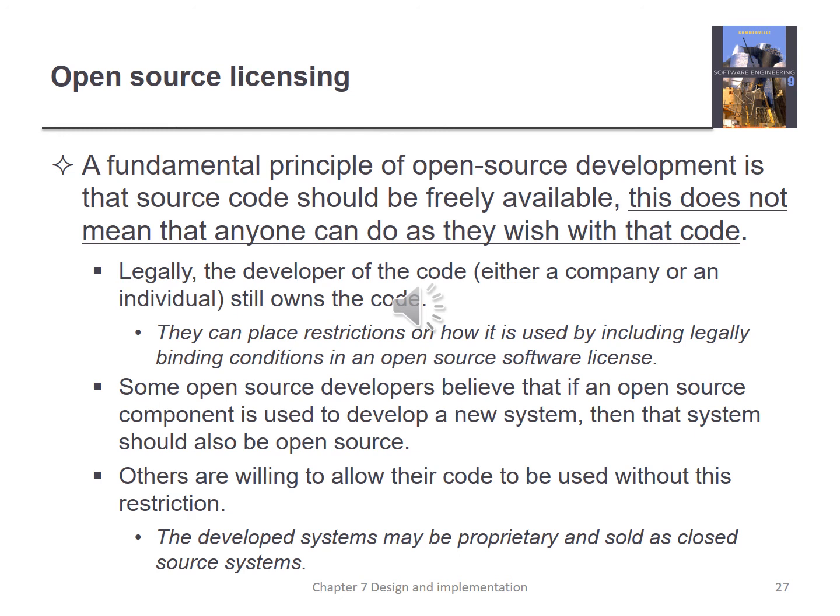Some open source developers believe that if an open source component is used to develop a new system, then that system should also be open source. Others are willing to allow their code to be used without this restriction. Well, it depends on the person or the institution who developed it. The developed system may be proprietary and sold as closed source. Probably you could really have this and sell it as a closed source system. You could change your mind and sell it as independent.